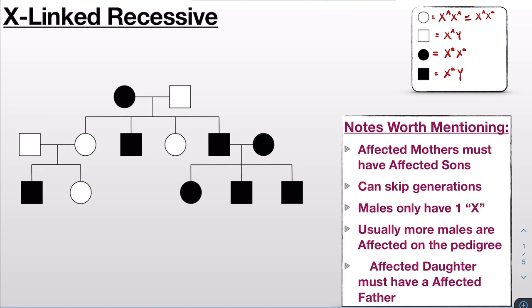All right. Males only have one X, like we already looked at. Males, X and then a Y. The Y just makes them a male. Usually more males are affected on the pedigree, so that's probably one of the key takeaways. If you look at a pedigree and you have to figure out what the inheritance pattern is, the first thing you should look at, if you don't know the pattern, is how many males are there?